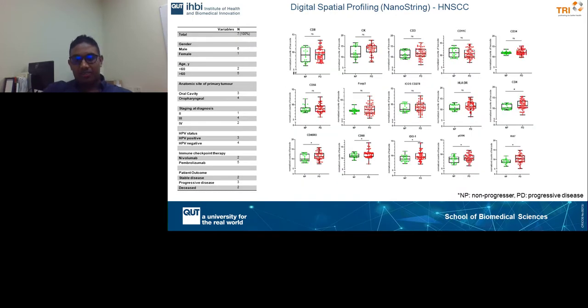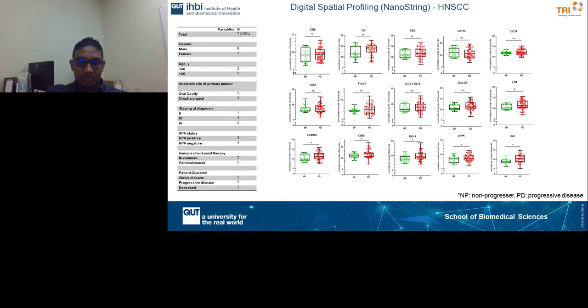So this is just some analysis between the total set of samples done. The patient clinical pathological findings are on the left-hand side. Two patients received Nivo and 5 received Pembro in the metastatic setting. And we were able to compare the marker data to survival outcomes, so whether they were progressors or non-progressors. NP demarcates non-progressors and PD demarcates progressive disease.